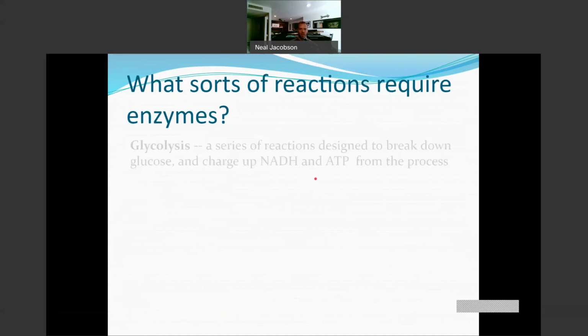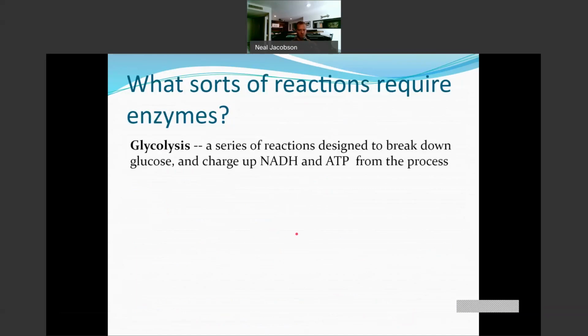All right, so we can ask, what sort of reactions in our systems are going to require enzymes? The first one that we come to is glycolysis. Glycolysis is just a series of reactions inside the cell, inside the cytoplasm, that take glucose and break it down systematically, in a series, that's facilitated by enzymes. They break down glucose, release its free energy from its bonds, and they charge up NAD and ATP from the process.